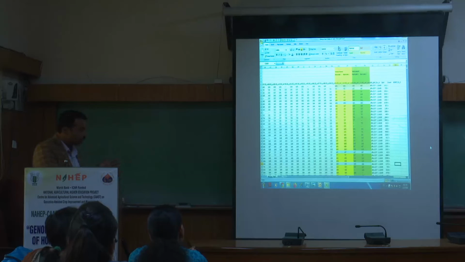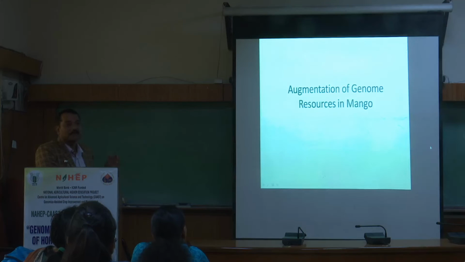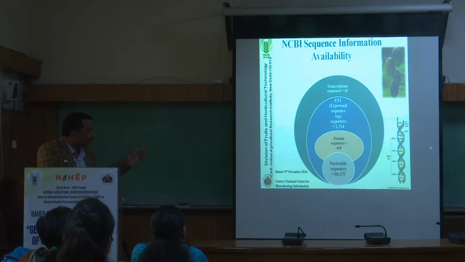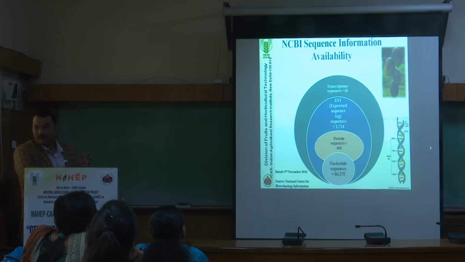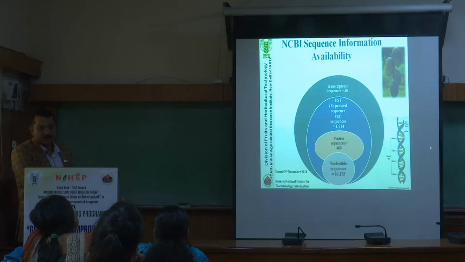Now I will come to this point, that there was a dearth of information as far as genome resources are concerned. I will share this information which I retrieved on 3rd November 2016. At that time, 1714 ESTs were reported, this many protein sequences, this many nucleotide sequences, and all these ESTs were more related with the ripening phenomena, not with other metabolic processes, physiological processes or plant growth processes.